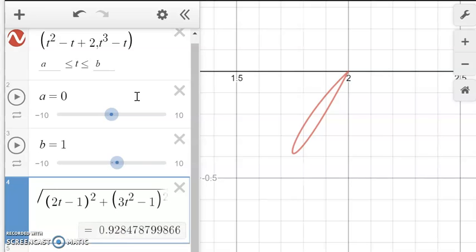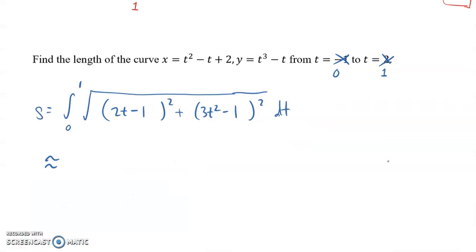It's a little less than 1. I could buy that. We go about half of a unit to get out to this farthest point, somewhere around there, and then half a unit to get back. There you go. So 0.928 appears to be approximately the right answer. 0.928 units is the length of that loop-de-loop.